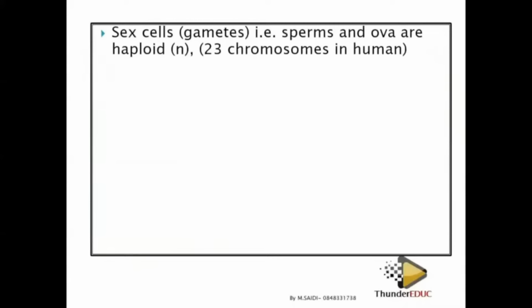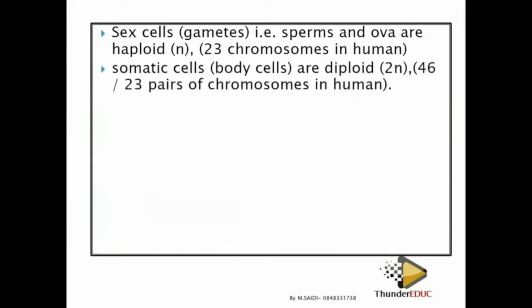Sexual cells, that is sperms and ova, are haploid. We call them haploid, 1N, with 23 chromosomes in humans. Other organisms have different numbers of chromosomes. We have two types of cells: the sex cells, which are the gametes, and the somatic cells. Meiosis can only take place in the gametes. We don't find meiosis in any other cells.